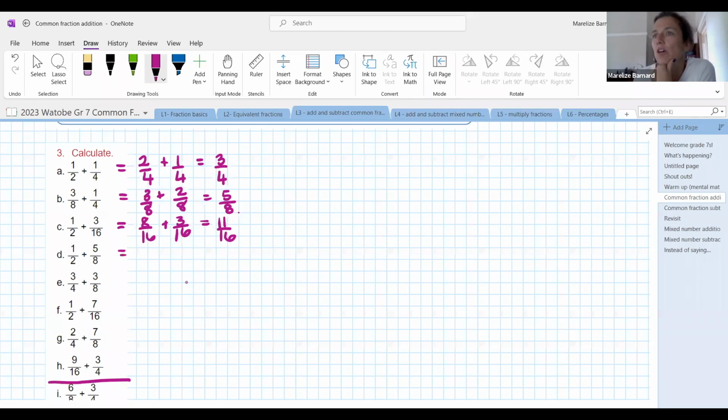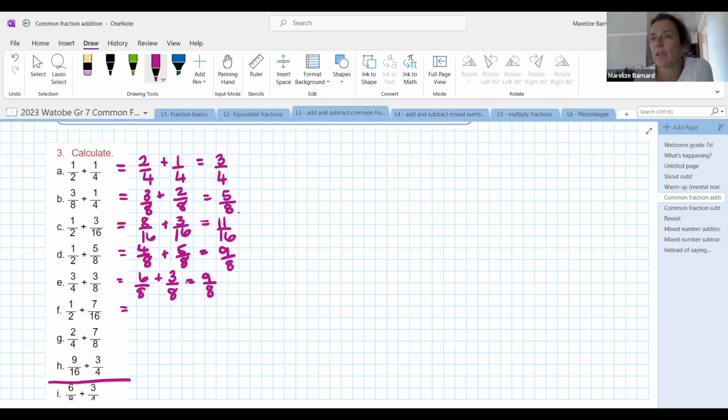Okay, so a half plus 5/8. So we can say that a half is the same as 4/8 plus 5/8, and that's 9/8 altogether. So 3/4, we can say that that is going to be the same as 6/8. And 6/8 plus 3/8 is 9/8.